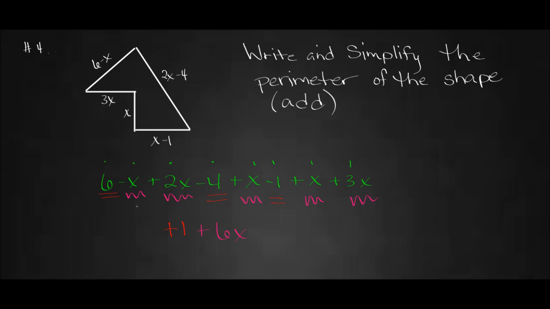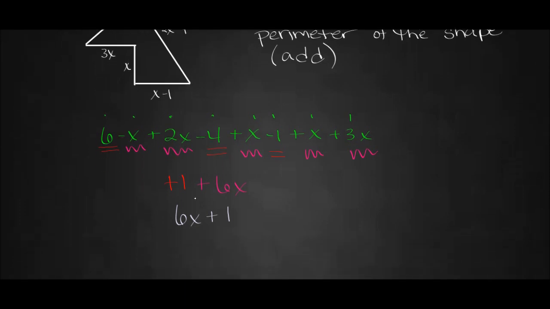Now, in math, you usually won't see the variable term all by itself and your number. The math community pretty much says that all your variables need to come first before your constants. So more likely than not, you're going to see that answer as 6x plus 1.